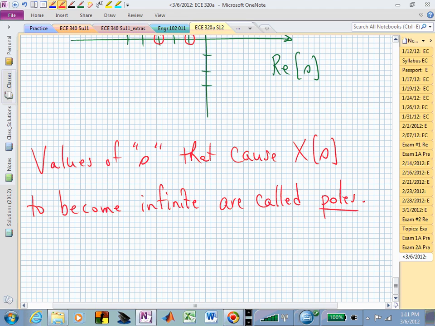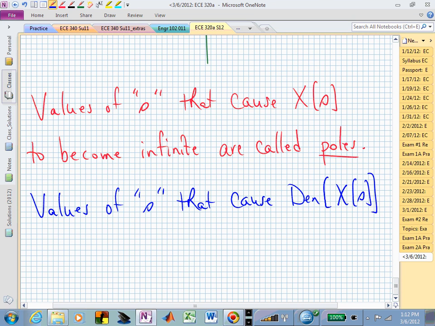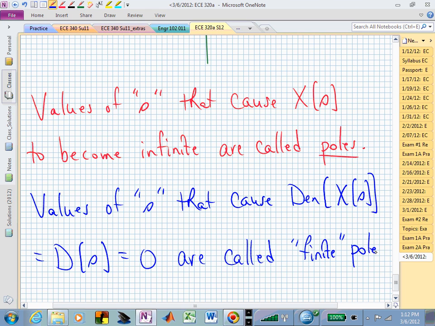Or we could say values of S that cause the denominator of capital X of S, which we denoted as capital D of S, to equal 0. That's what we will refer to as finite poles. If we have a finite value of S, a bounded value of S, that forces the denominator polynomial to vanish, that's a pole.